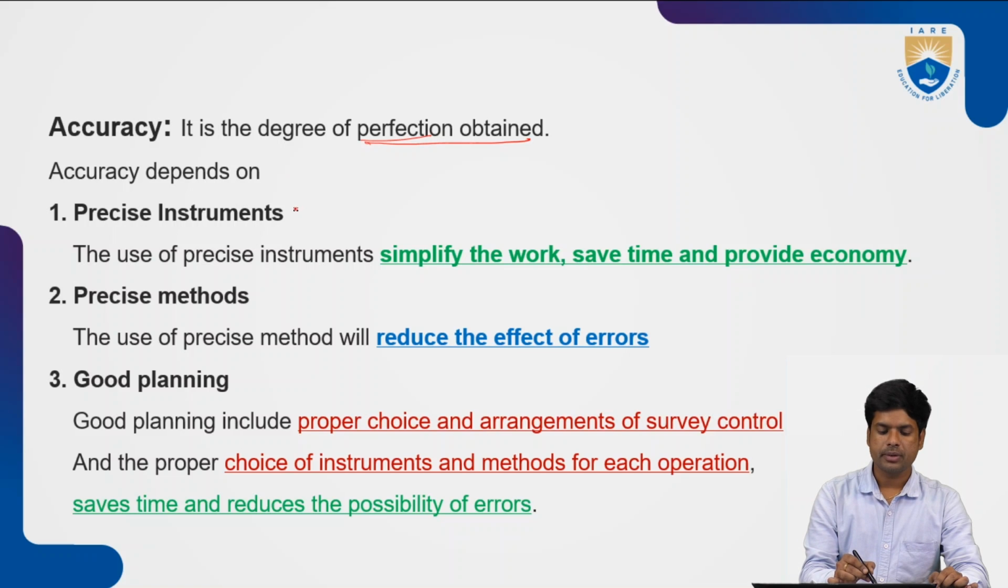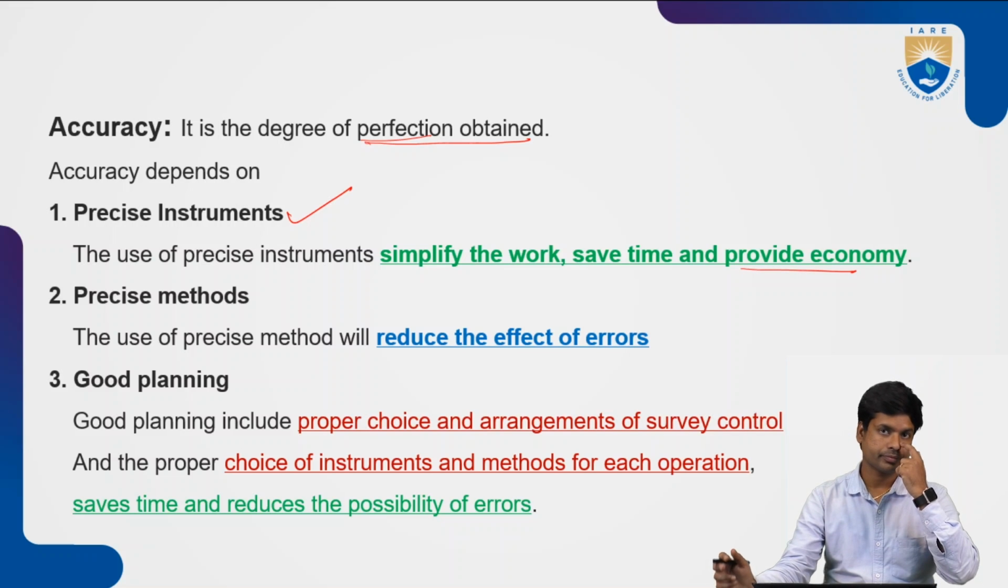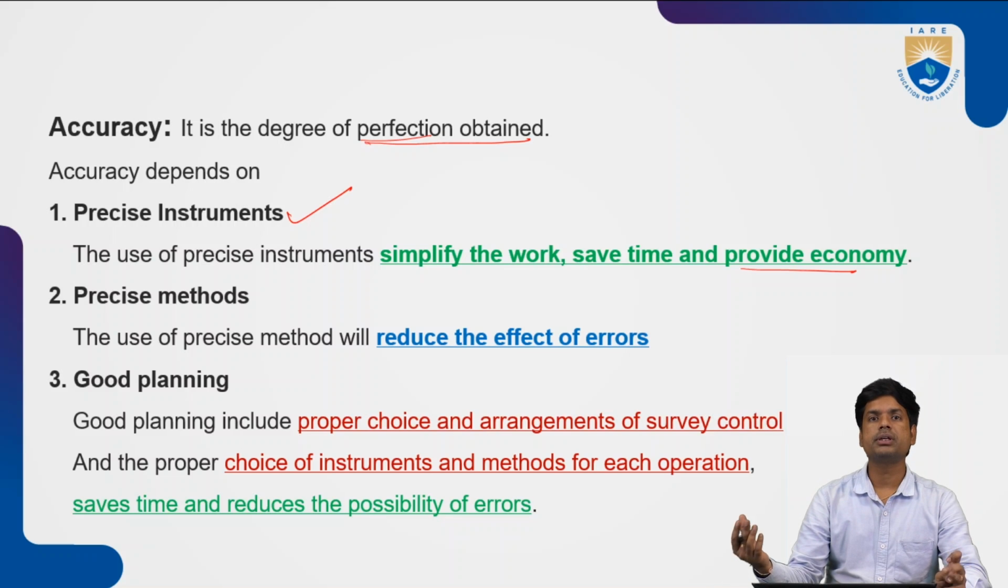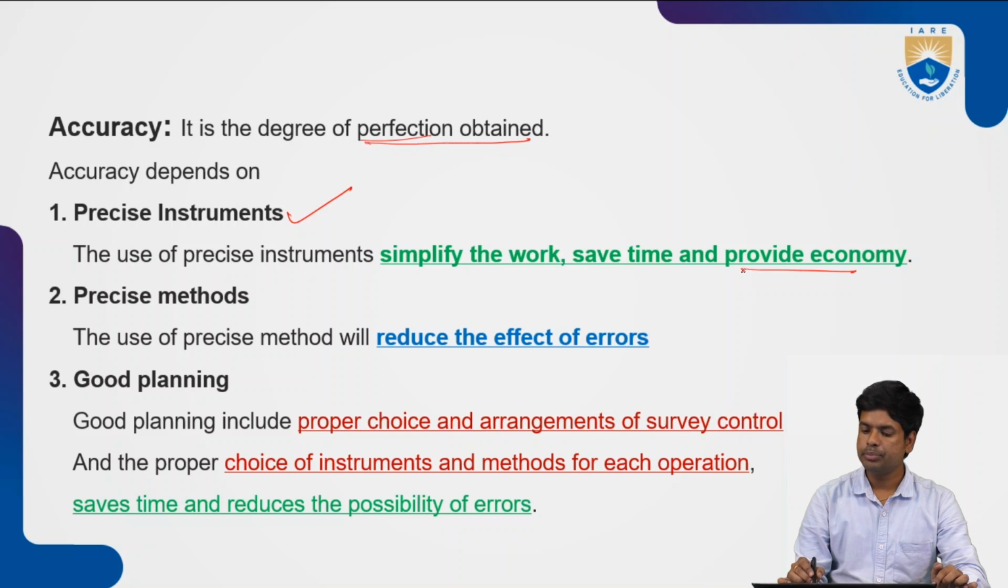The first one is precise instruments. The use of these precise instruments simplifies the work, saves the time and provides economy. If you use precise instruments which have very calibrated equipment, then with the particular equipment we can directly conduct the experiments without any setup. And due to the time constraint, it is also going to save the time if you complete the surveying within a short time, and then provide economy.